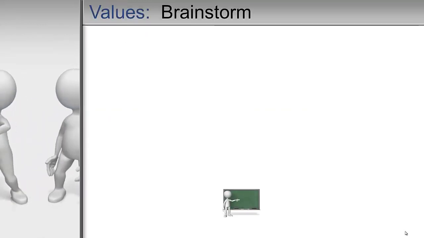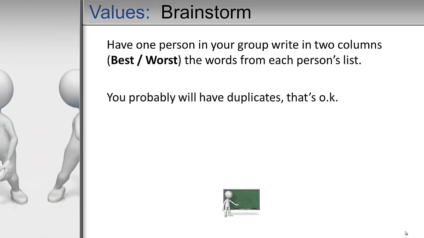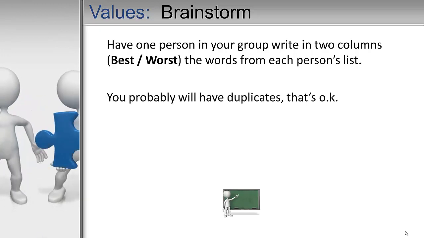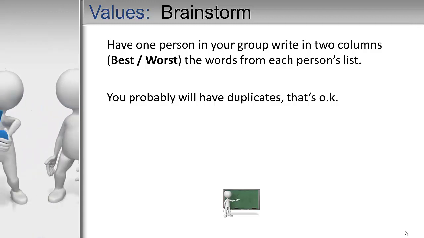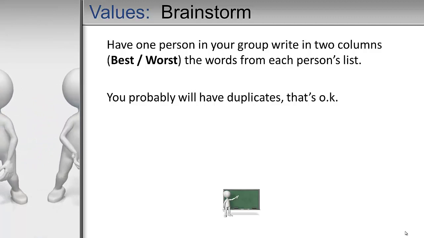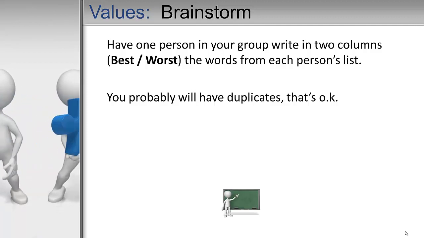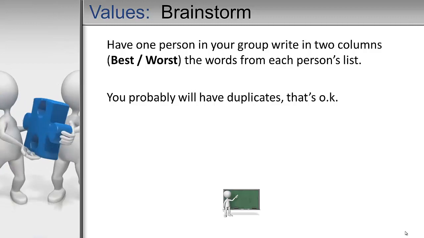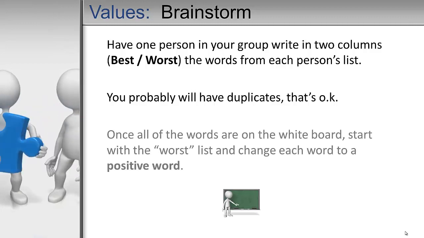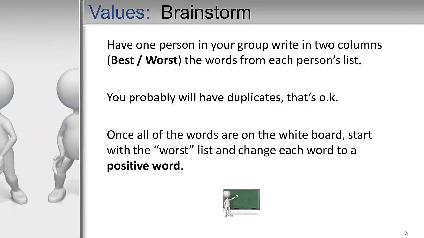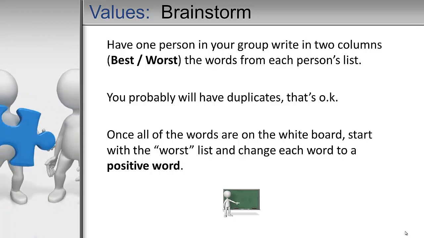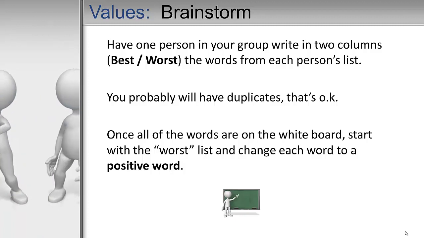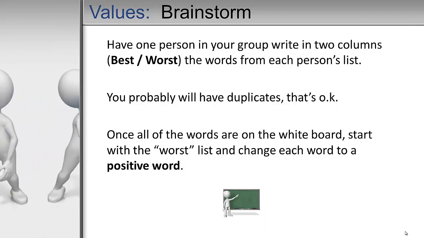Okay, here's what's going to happen. Have one person in your group write the two columns, best and worst, on your whiteboard or easel. These will be the words from each person's list. So you're going to write them all in one whiteboard, easel, or blackboard. You will probably have duplicate words, and that's okay. And once all of the words are written down on that whiteboard or easel, you're going to start with the list titled worst and change each word to a positive meaning. Now, it doesn't matter who wrote what words.